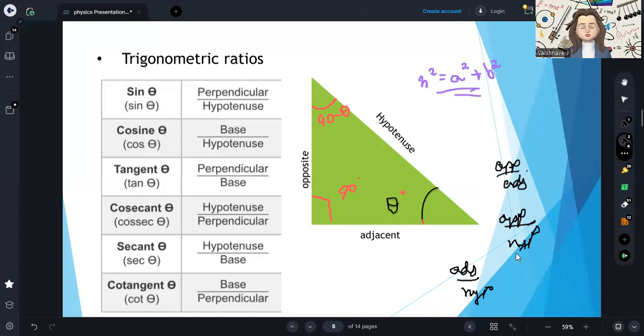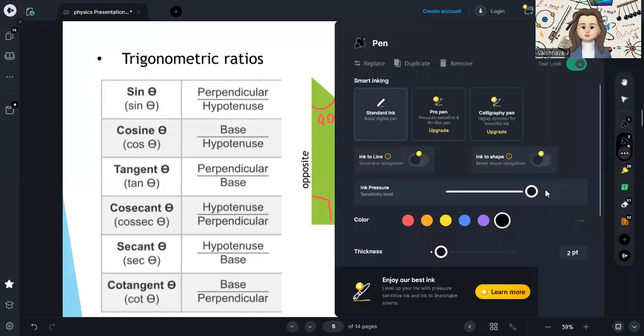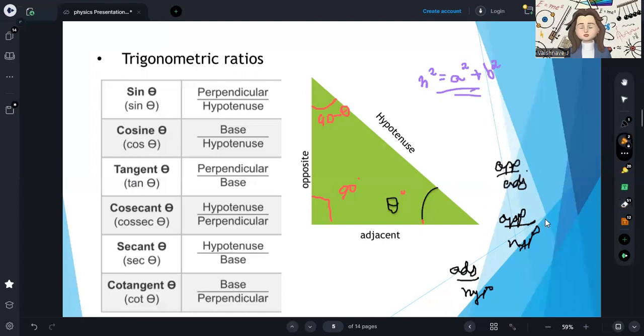Now, these ratios are also given specific names. Opposite by hypotenuse is nothing but sine theta, as we can see here. Perpendicular or opposite is the same. Then, adjacent by hypotenuse is known as cos theta. Cosine, or cos as the short form. Then opposite by adjacent is tan theta or tangent theta. Clear? So these three are the values which we know.